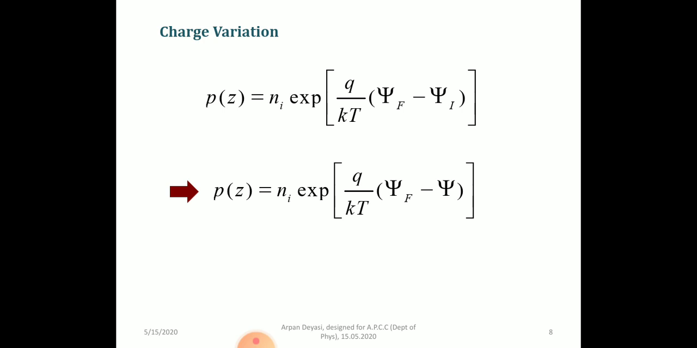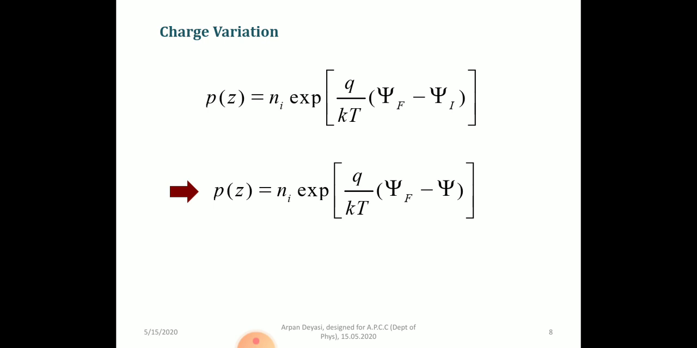Now comes the case of charge variation. You know from your basic semiconductor physics that p(z) means the extrinsic Fermi level goes close to the valence band. So p(z) will be given by the change of the Fermi level, that means psi f minus psi i, where i stands for intrinsic, in the form of an exponential function, q by kT, multiplied by the intrinsic concentration. Now, what is psi i? Psi i is basically the potential at the inversion condition, but it can be measured at any generalized point.